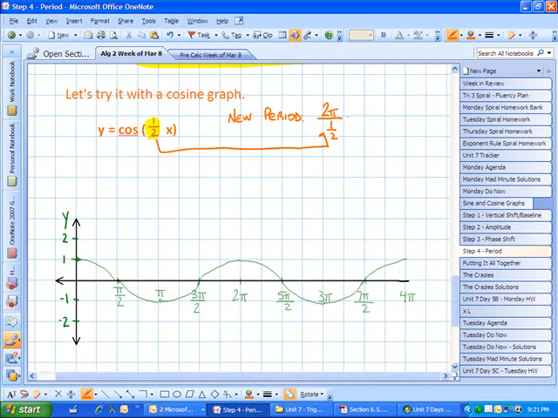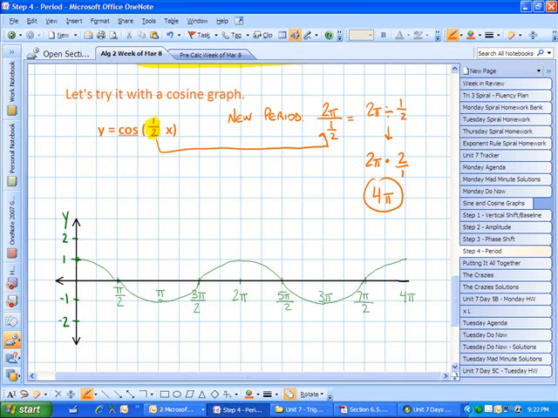This means we're going to have to do some fraction division. 2 pi divided by 1/2 is the same as saying 2 pi times 2 over 1. We flip the second fraction. So our new period is 4 pi. That's our new period. So let's look at what that means.